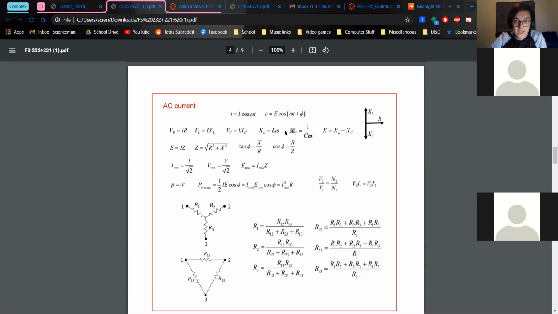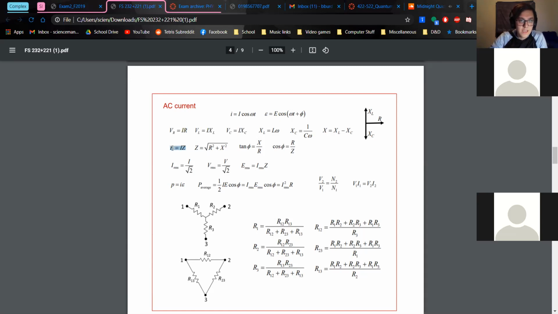But XL and XC both depend on the frequency. If I increase the frequency, XC is going to go down, and if I increase the frequency, XL is going to go up. So now these values depend on how quickly I'm driving my circuit. If I have a knob and I'm increasing the frequency on my source, then my circuit is going to respond by having a higher resistance to it, because XC and XL behave just like resistances.